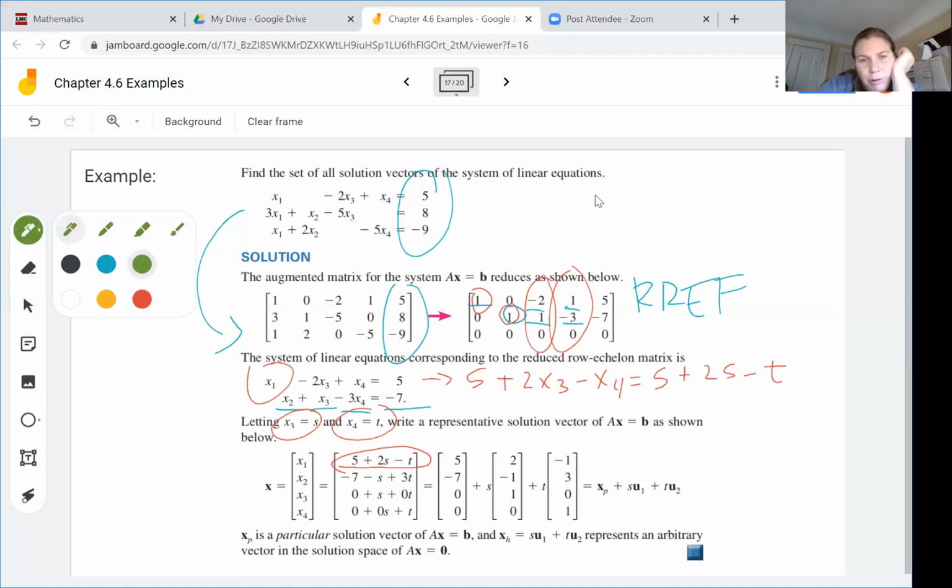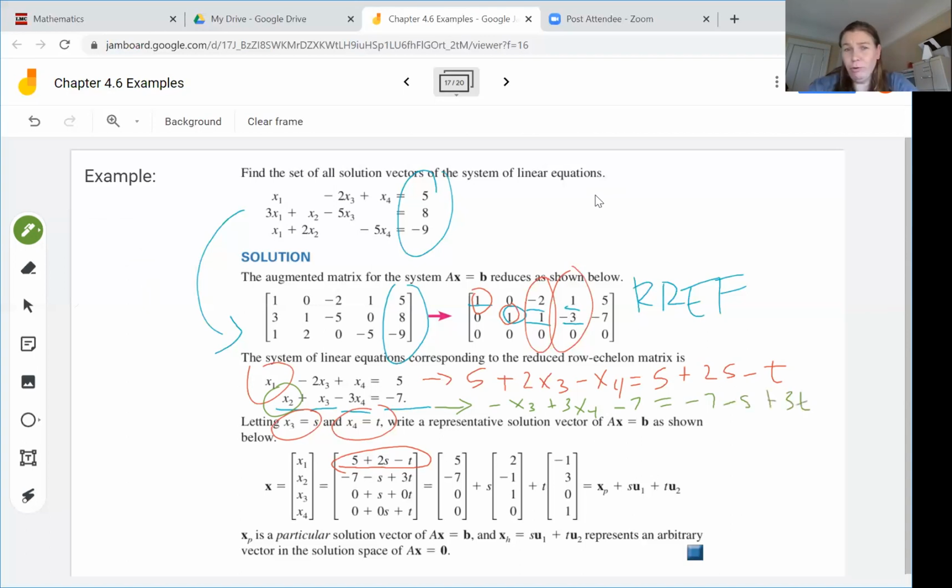And then if we're working in similar fashion to get x2 by itself, that's going to be minus x3 plus 3x4 minus 7. Or you could say minus 7 minus all that. So that's going to be minus 7 minus s, because x3 is s, and then plus 3t, because x4 is t. So that's where this equation here is coming from. And then x3 is just s, and x4 is just t, so we write our equations that way.